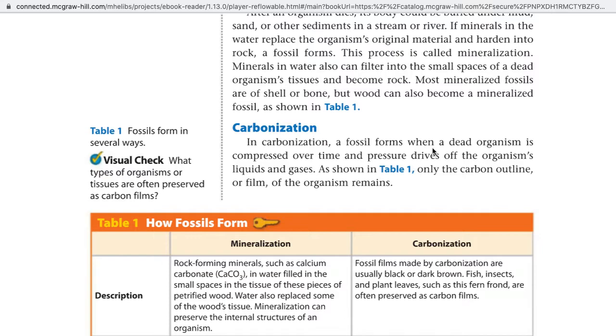Yep, there's 5 of them. Okay, carbonization. In carbonization, a fossil forms when a dead organism is compressed over time and the pressure drives off the organism's liquids and gases.